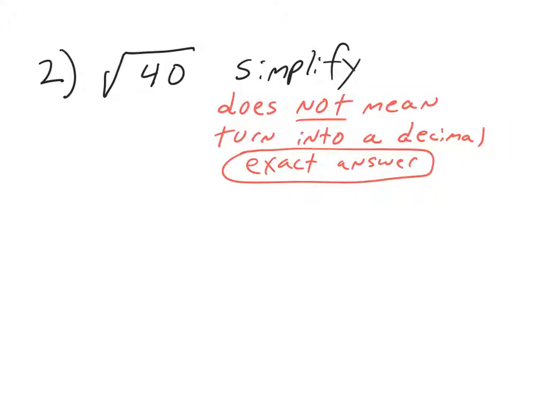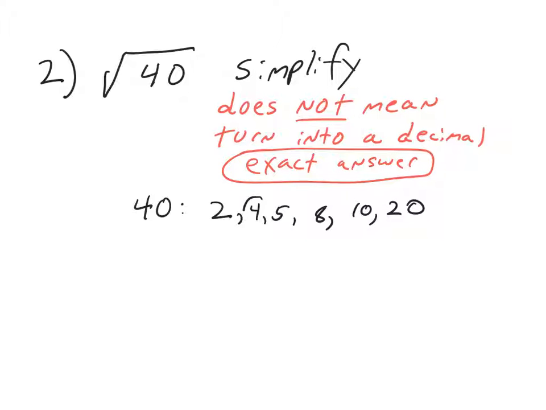So let's think about 40 for a minute. What are some factors of 40? Well, we have 1 and 40. We're not going to worry about that. We have 2 and 20. We have 4 and 10. We have 5 and 8. And that's all of them. So we'll look through this list and see if we can find any perfect squares.